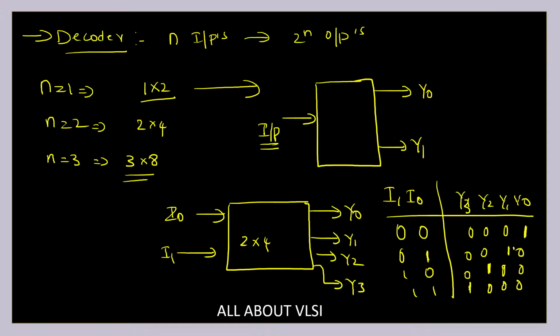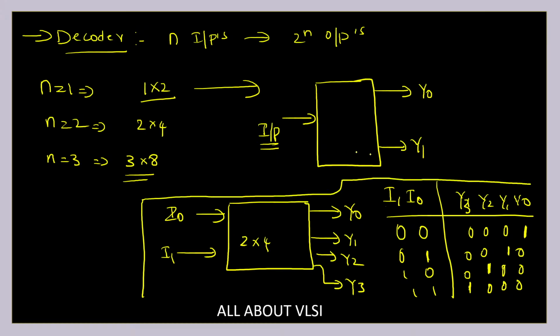So depending upon the input which I provide, I'm going to get the output. And you can see in the case of your decoder, at a time only one particular output is equal to 1. Okay, this is the case of your 2 cross 4 decoder.